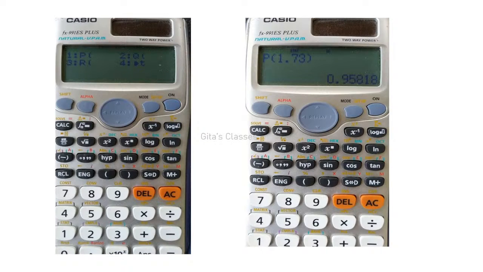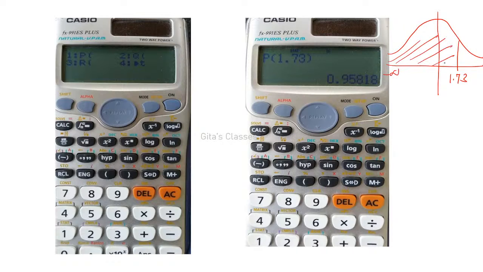P, Q, R. I want to find out P of 1.73. Right. P of 1. You press 1, then find out 1.73. 1.73, you will be getting 0.95818. What do you mean by this? What is this area? Can you tell me? This is up to 1.73. 1.73 is on the positive side, right? That is minus infinity to Z. P means what? This entire area, the area up to Z. This is 0.95818.